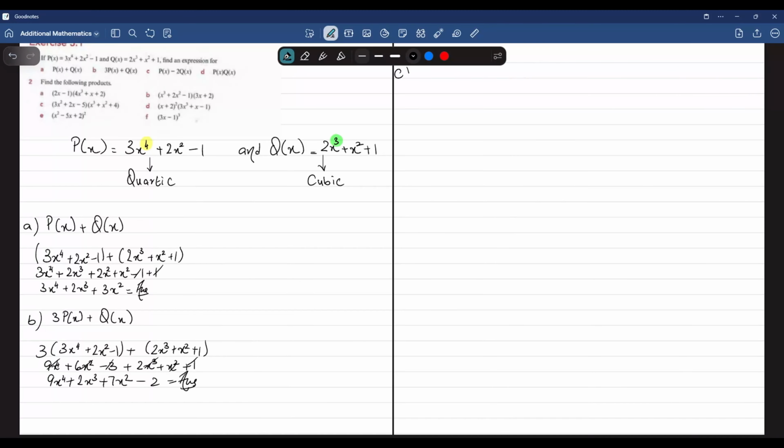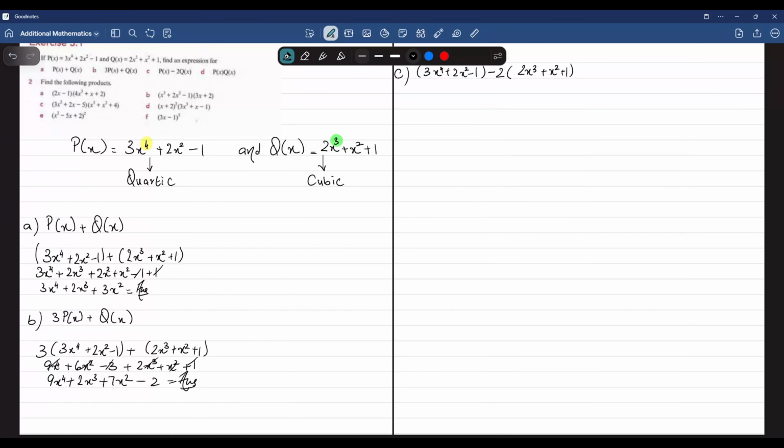Now for part C, we have px minus 2qx. So px, you're going to copy down as it is, 3x raised to the power 4 plus 2x squared minus 1. Now that's where the power of bracket comes up. So minus 2 multiplied by qx, which is 2x cubed plus x squared plus 1. Now you can further simplify this.